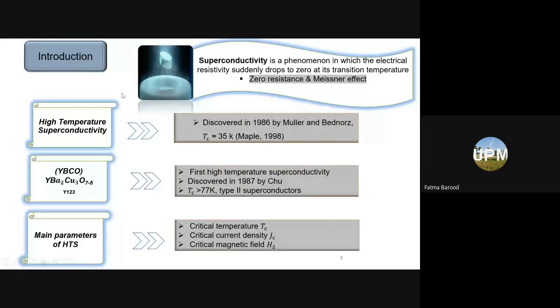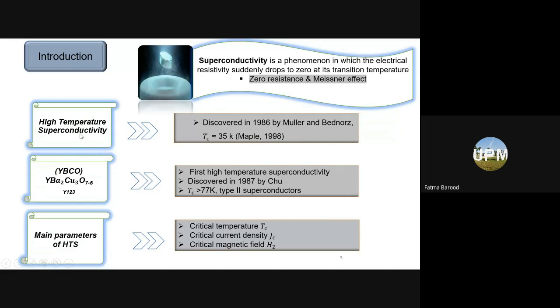For the introduction, I would like to explain a little bit about the superconductivity. So superconductivity is a phenomenon in which the electrical resistivity suddenly drops to zero at its transition temperature. A superconductor has the ability to exclude weak applied magnetic field as the temperature decreases through the transition point. This is called the Meissner effect, as the superconductor can be levitated above a magnet using this effect.